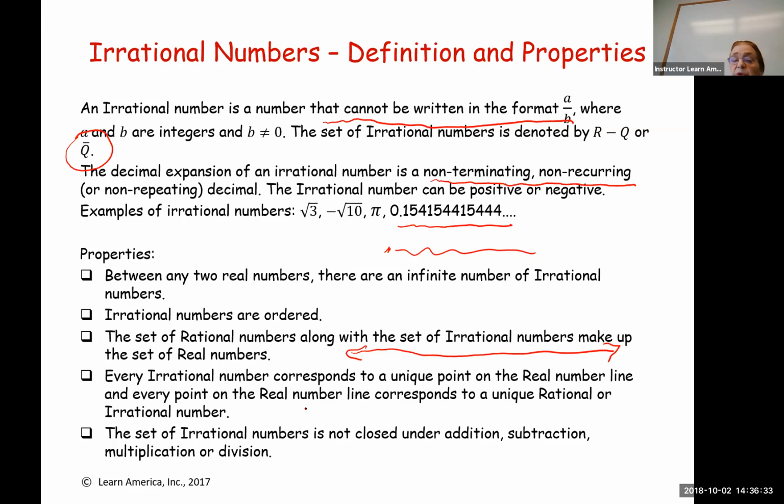Every irrational number will correspond to one and only one point. That's a unique point, meaning one and only one on the real number line. And every point on the real number line will correspond either to a unique rational number or to a unique irrational number. And the set of irrational numbers is not closed under addition, subtraction, multiplication, or division.